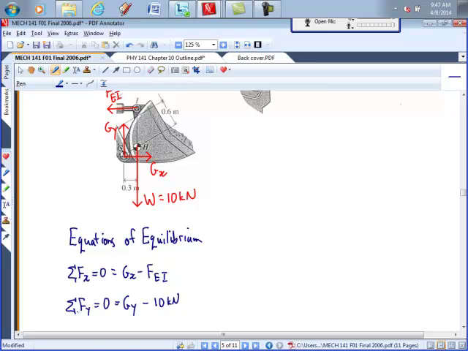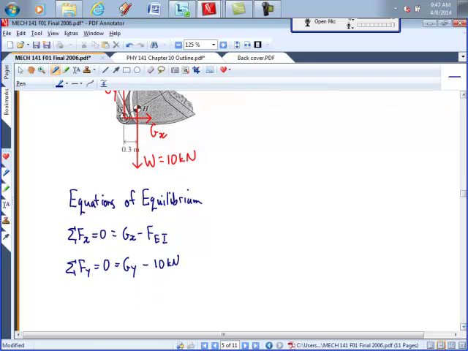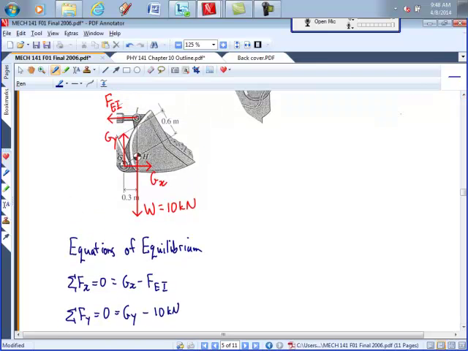And we need a third equation, so we need to take a moment equation. Best place to take the moment, not the only place, the best place to take a moment would be at G, because that eliminates two of our unknowns. So we have two things that are producing moments. Pardon? GY is, yeah. So FEI is going to give us a positive moment, and its lever arm, how are we going to figure out its lever arm?